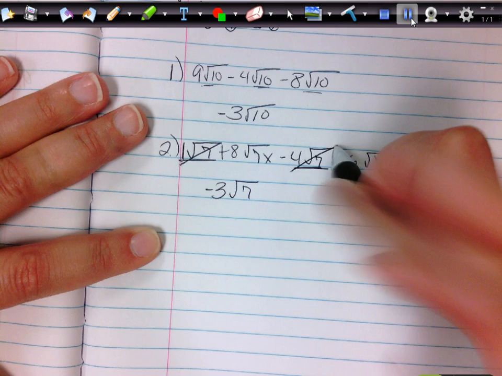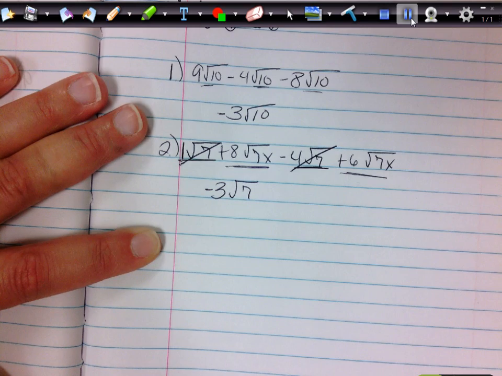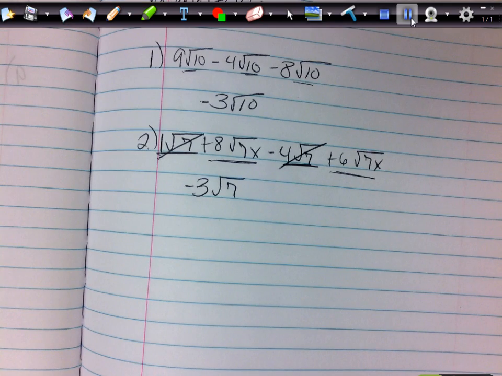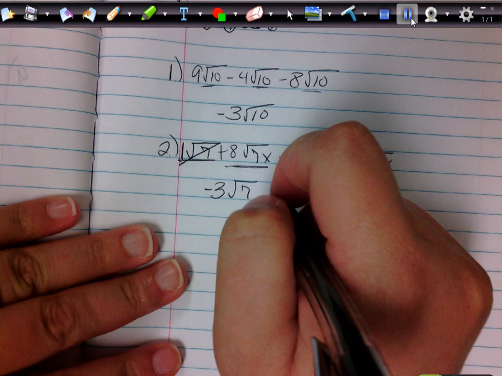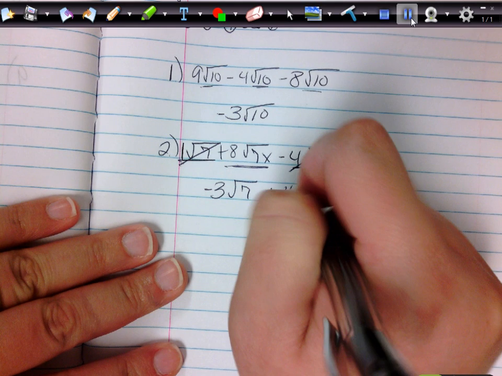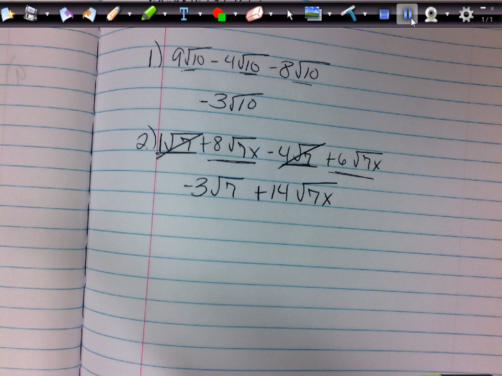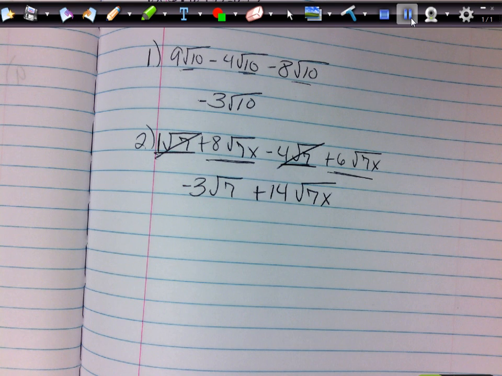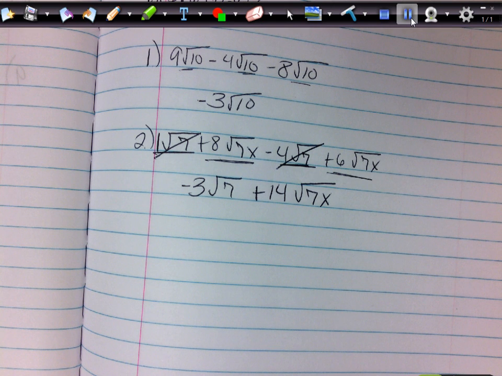Again, I just like to kind of mark those out. Then I have 8 square root of 7x and 6 square root of 7x. So I'm going to say 8 plus 6, and that gives me 14. So plus 14 square root of 7x. And that's all that I can do there because I can't put these together because they are not exactly the same. It's kind of like terms. It'd be like trying to add an x and a y. You can't do that. So here I can't put together a square root of 7 and a square root of 7x. So please make sure you have all of that written down before you move on.